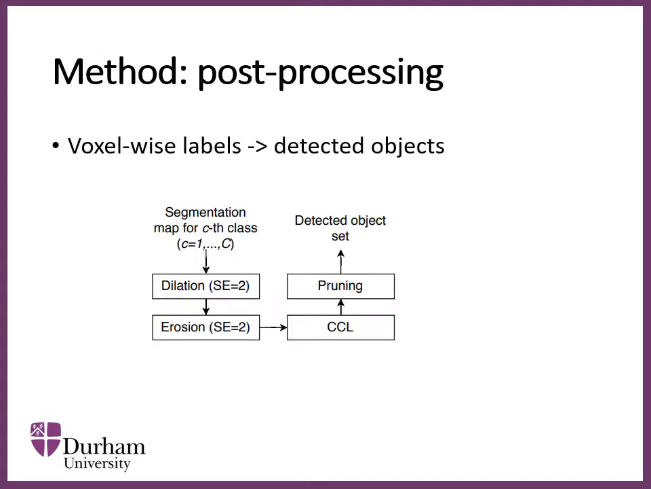The segmentation results give the voxel-wise class labels, which can be inaccurate. The post-processing aims at predicting the materials based on such predictions. For each class C, we apply a series of morphological operations, including dilation, erosion, and connected component labeling. The set of detected objects is finally pruned by thresholds of volume. For example, we will remove the detected objects whose volumes are too small.